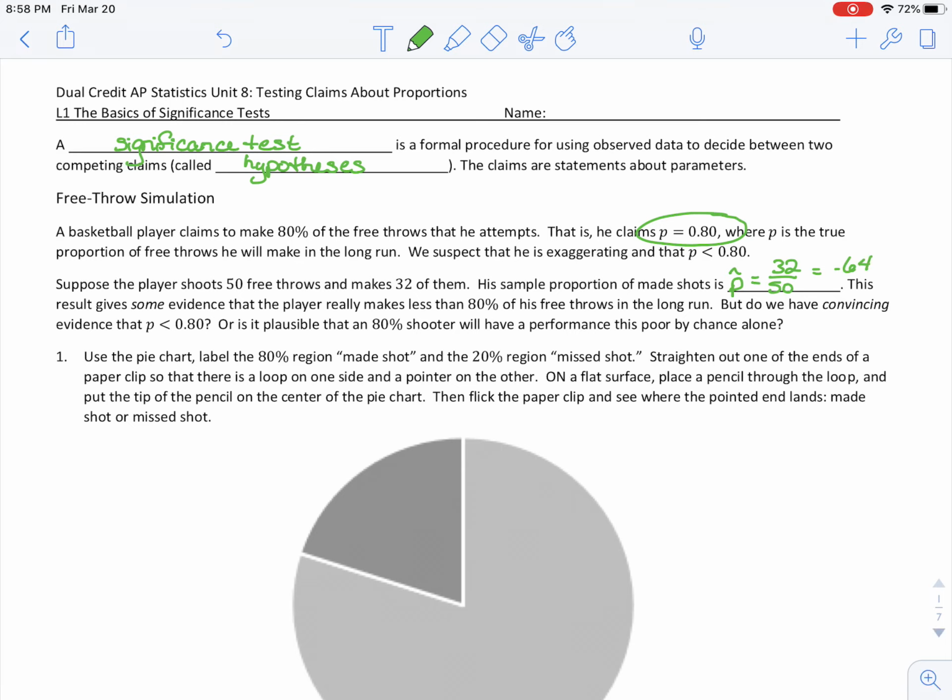Now, that is less than 80%. So we do have some evidence to think that he's actually making less than 80% of his shots, but we're trying to figure out if this is convincing evidence that the true proportion value is less than 80%. So is this just sampling variability that we're seeing? Is it plausible that this could happen by chance alone?